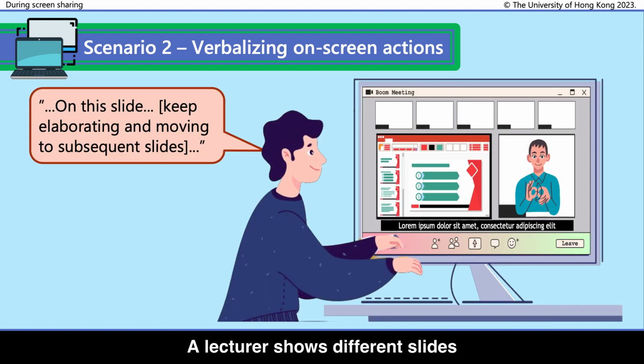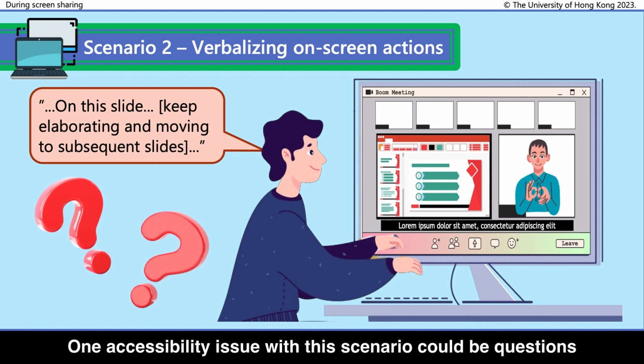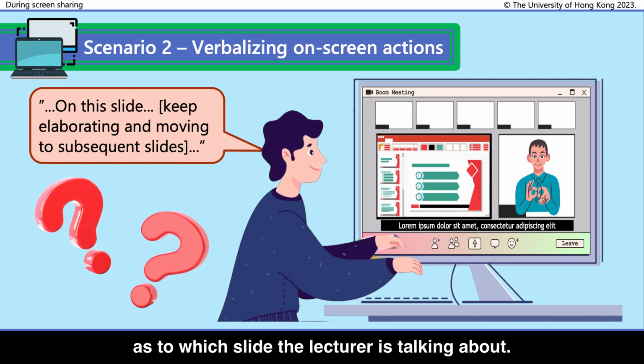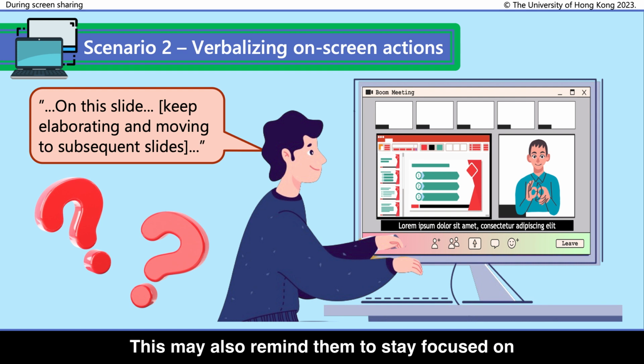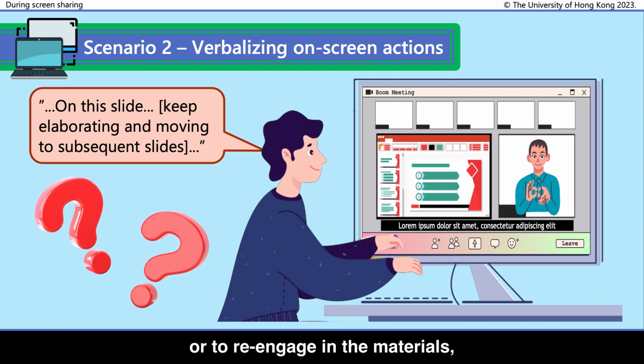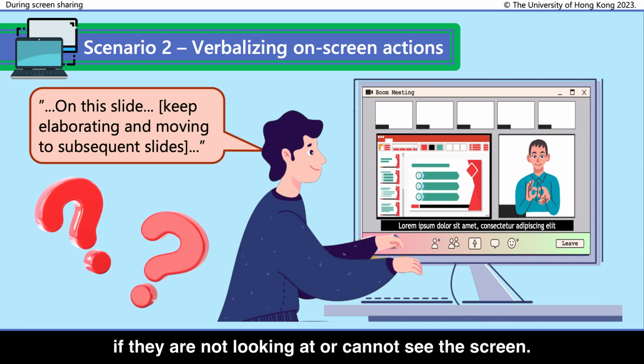Scenario 2. A lecturer shows different slides while elaborating the content on screen. One accessibility issue with this scenario could be questions as to which slide the lecturer is talking about. To make this class more accessible, it is suggested to describe the location of your actions on the screen, which may also help students to keep track of where you are on the screen. This may also remind them to stay focused on or to re-engage in the materials, or it may help them visualize your actions if they are not looking at or cannot see the screen.